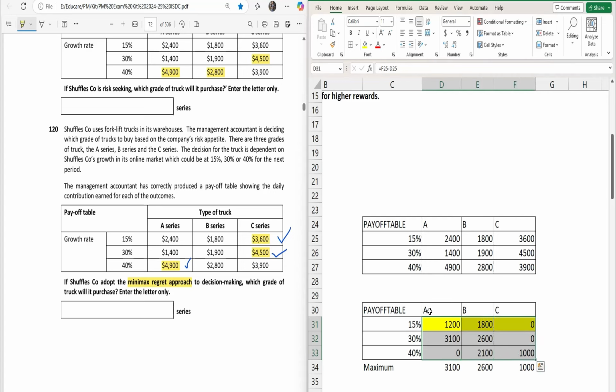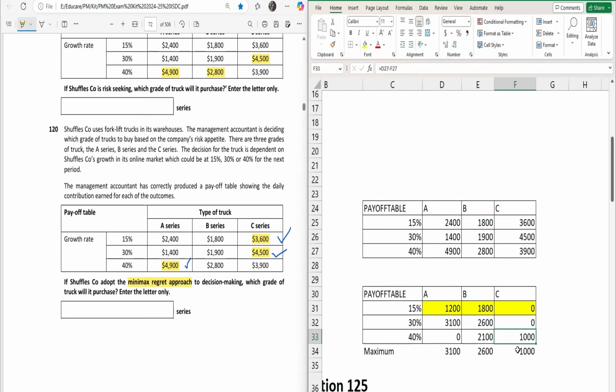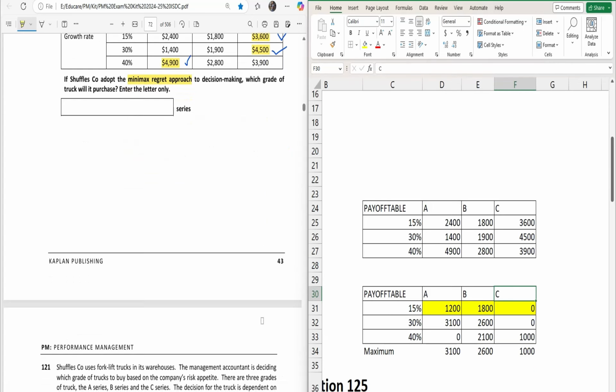Now you have to choose the maximum value for each of the series. For series A, the maximum value is 3100, for series B, the maximum value is 2600, and for series C, the maximum value is 1000. And why are we going for the maximum? Because it says minimax. That means we first have to choose the maximum one. Then, out of those maximums, we will go for the minimum. And in our case, the minimum value among these is 1000. So that means we will go for option C, I mean series C. All right.